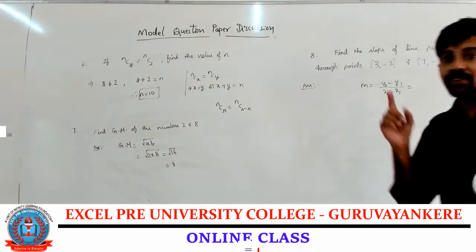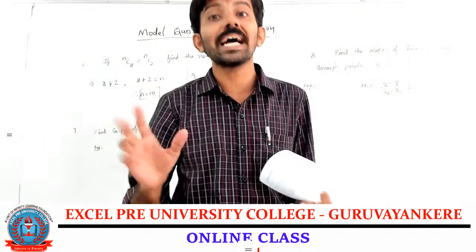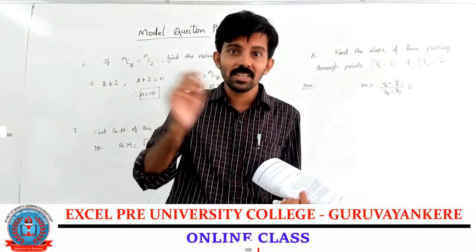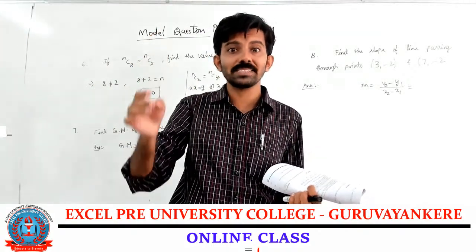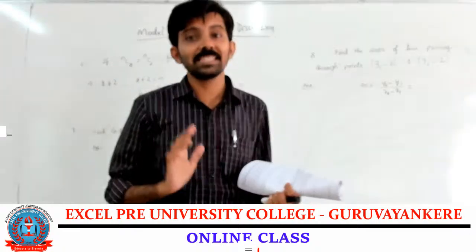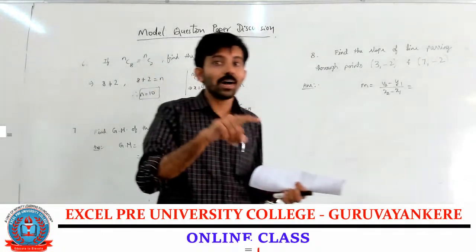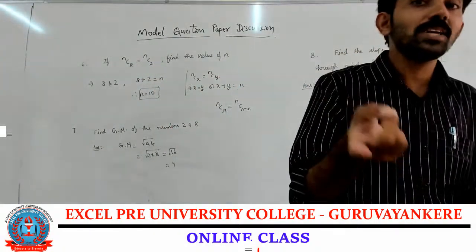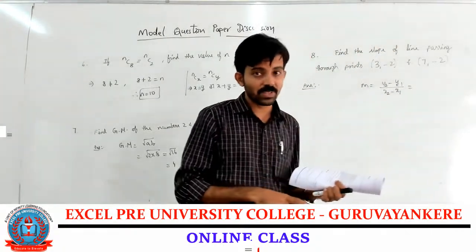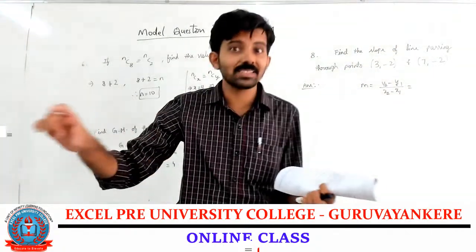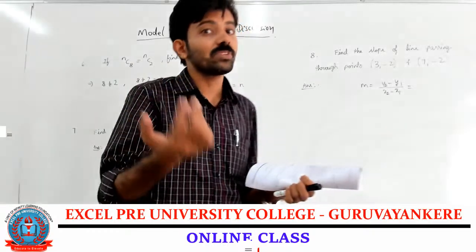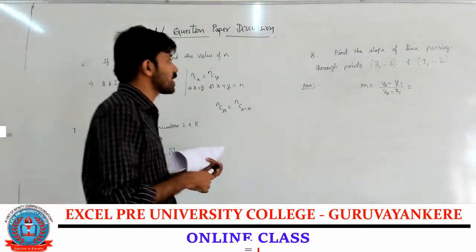If the angle is given, slope is tan theta. When inclination is given, correct? The angle made by the line with the positive x-axis is given, slope is tan theta. If 2 points are given, then slope is y2 minus y1 by x2 minus x1. If the equation of the line is given, then slope is minus coefficient of x by coefficient of y.